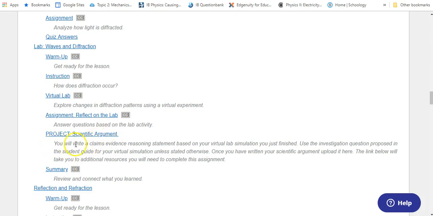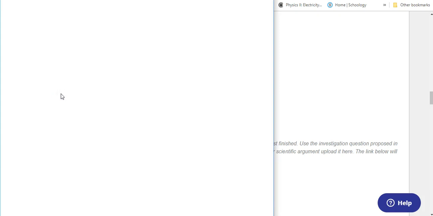So we'll first read this instruction. It says here you will write a claims, evidence, reasoning statement based on your virtual lab simulation you just finished. So that means this report is always going to be based on the lab that you've just finished in this section. So in order to develop your question and your claim, you need to go back to this virtual lab. So let me click on this virtual lab and see what the topic is all about.